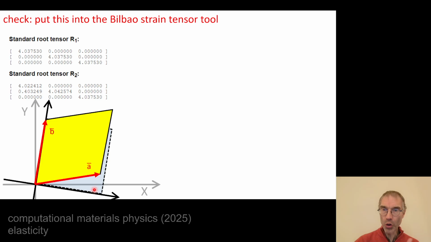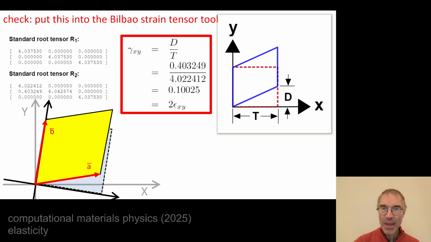I can draw here the underlying square with the length of the b vector. And if I now go back to that picture from continuum mechanics, now you probably see the similarity. This distance d is more or less the y component of the vector a, our 0.4. I write it here as 0.4, while the t is more or less the length of this vector a, or the x component of the vector a, so the 4.02.